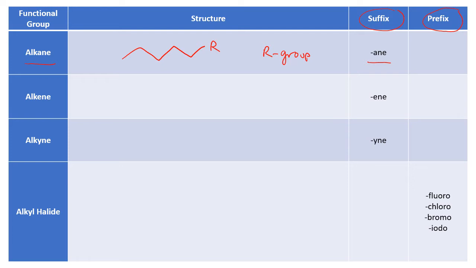So an alkane is a fully saturated hydrocarbon that contains all single carbon and hydrogen bonds. Each carbon in an alkane has sp3 hybridization and a tetrahedral arrangement, so bond angles are about 109.5 degrees apart.